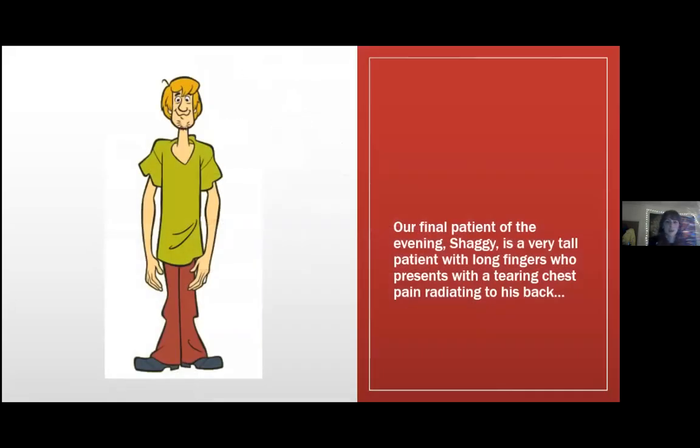Okay, to the end, this is our final patient of the evening, Shaggy, who is a very tall patient with long fingers, and he presents with a tearing pain radiating to his back. So that might raise some red flags for some people.